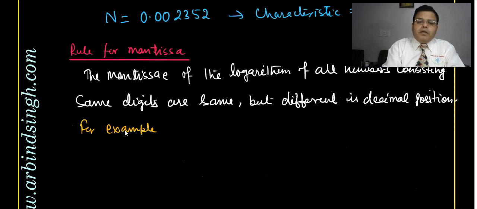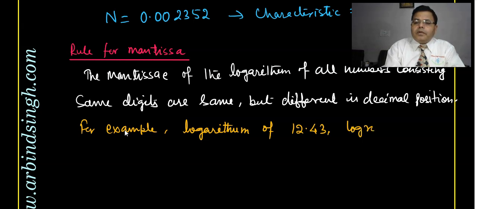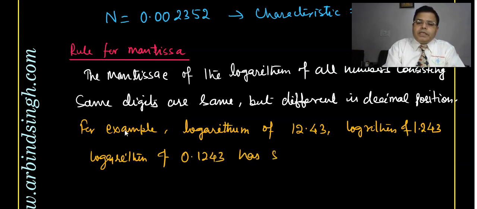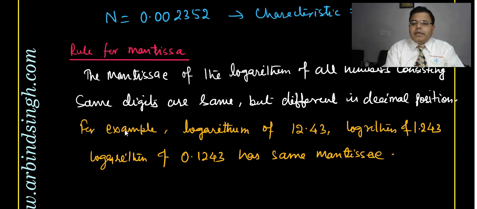For example, the logarithm of 12.43, the logarithm of 1.243, and the logarithm of 0.1243 have the same mantissa. Either the decimal points will differ, but the mantissa of all these numbers, because they are made of the same digits, is the same.